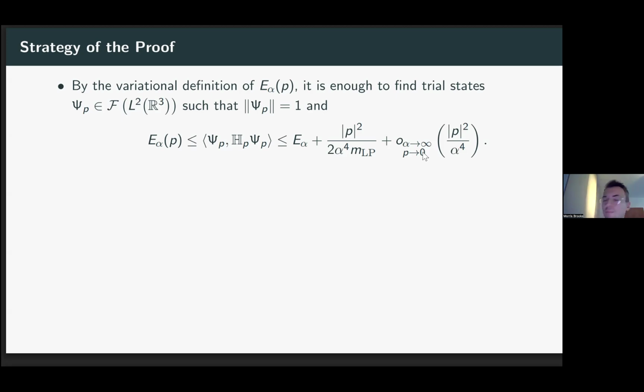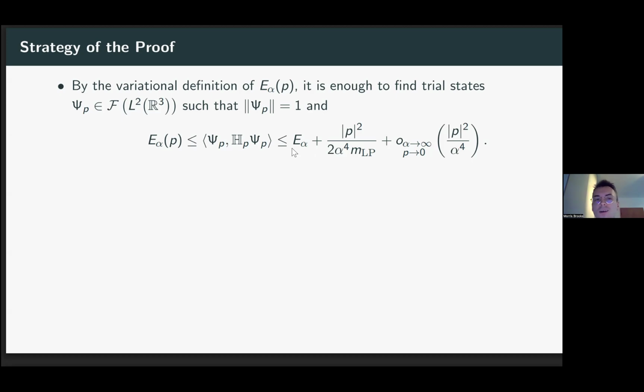So the second inequality you see, this is the interesting one. The first inequality is a triviality because by the variational characterization of the ground state energy, E alpha of p is always bounded from above by this energy. So the interesting inequality is the second one. And once we have this, we can just shuffle the terms around and we immediately get the right lower bound on the effective mass. You subtract E alpha and then you divide by p squared and you juggle the terms around and you get the lower bound on the effective mass.